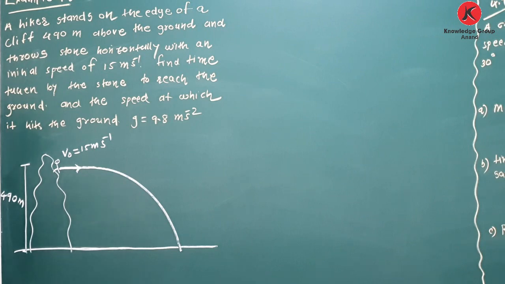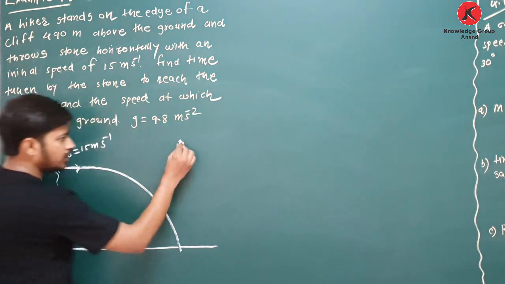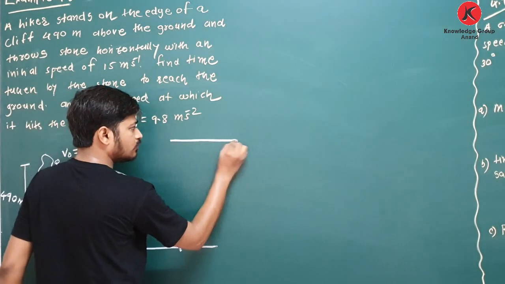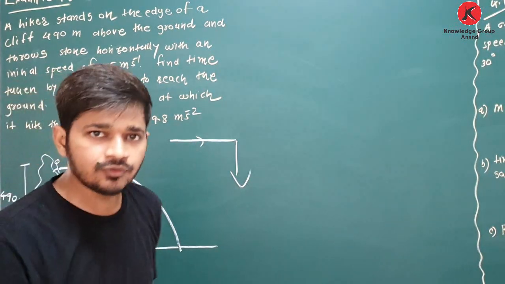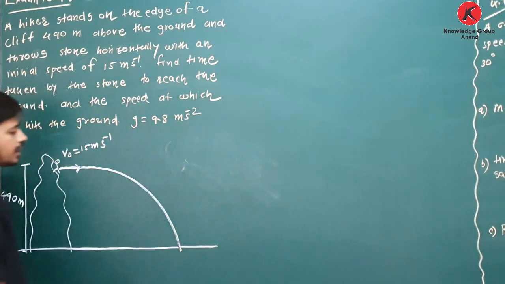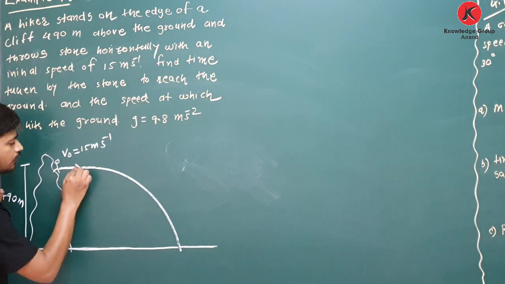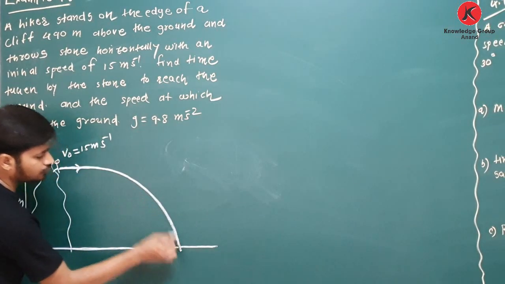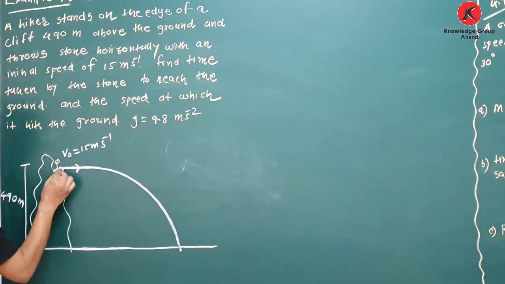If you have observed such motion, then you will understand. If you throw any object horizontally, it will not move like this. Initially it will move horizontally, then it will curve like this. It will perform projectile motion along a parabolic path. So if you throw any object in the horizontal direction, it will follow such a path. Clear about this?